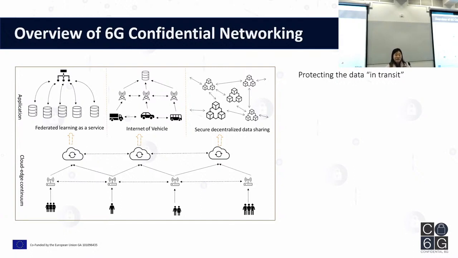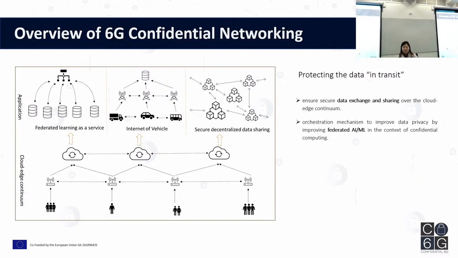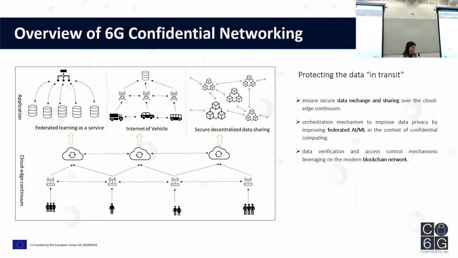So generalized from these three research focuses, we can summarize here, providing you a summary of the main characteristics of the confidential networking. First, it aims to ensure secure data exchange and sharing over the cloud or edge especially. And the second is to focus on the orchestration mechanism to improve the data privacy during the federated scenarios. And the last point is data verification and access control mechanism that normally could be leveraged by using the blockchain networks.